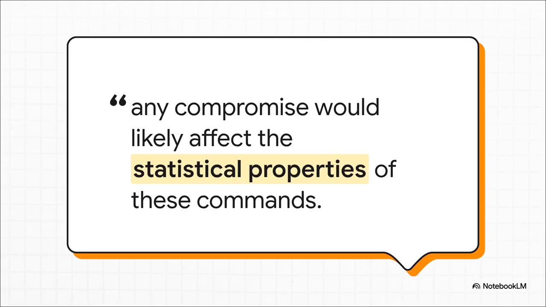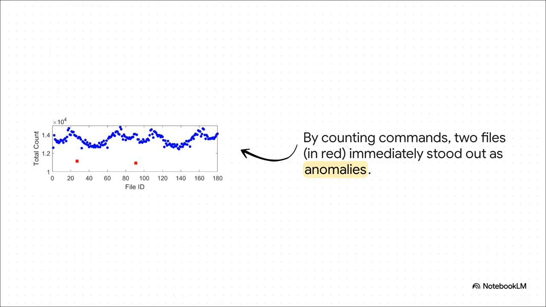They figured if the attackers were changing or deleting commands, then the total number of those commands in a bad file should look weird when you compare it to a normal one. And you know what? At first, this super simple idea works like a charm. For the first smaller dataset of about 180 files, the blue team literally just counted the commands in each file and threw them on a graph.